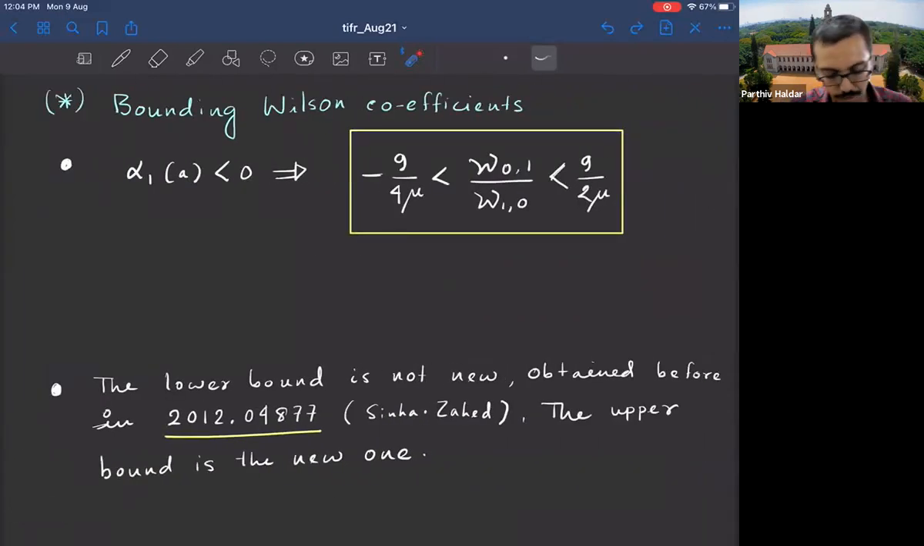So starting from those results, we can bound the Wilson coefficients. The first bound that you can get is on the ratio of W_2 by W_1, which simply follows from the negative sign definiteness of this alpha 1. The lower bound is not new; it was obtained before this paper by Ananda and Anvilla. But the upper bound is the new one, which we obtained.